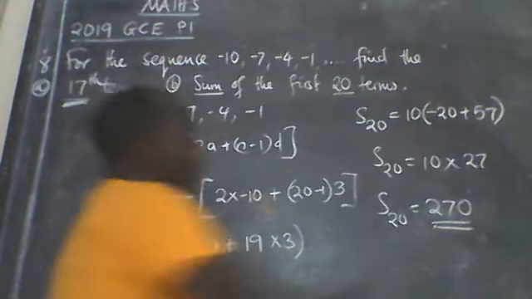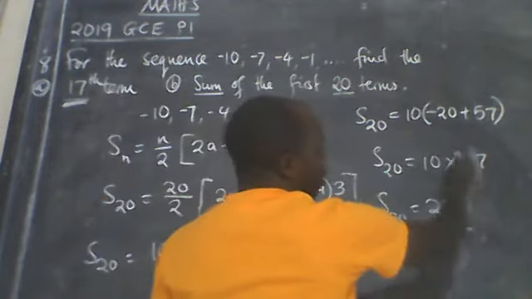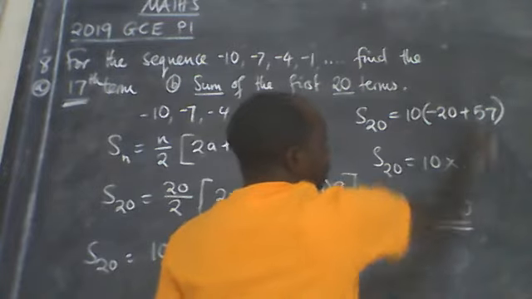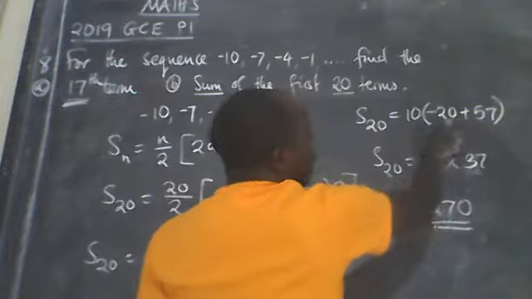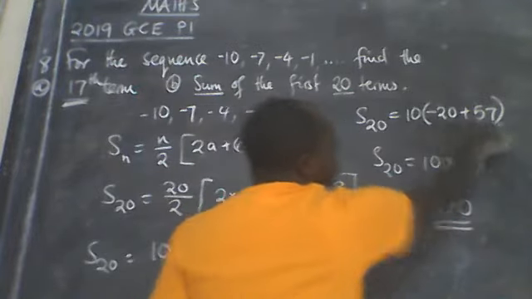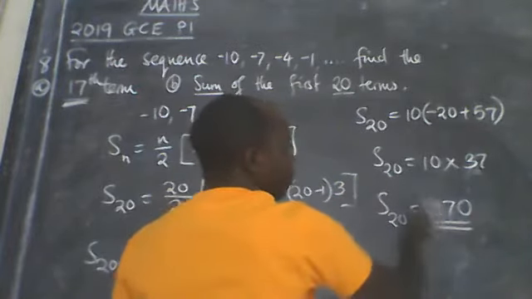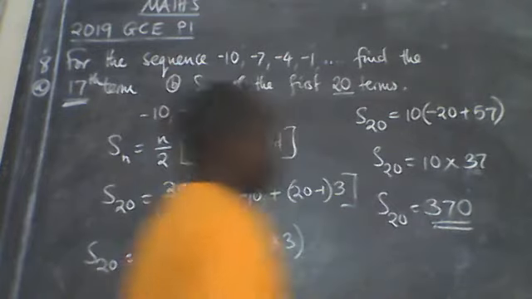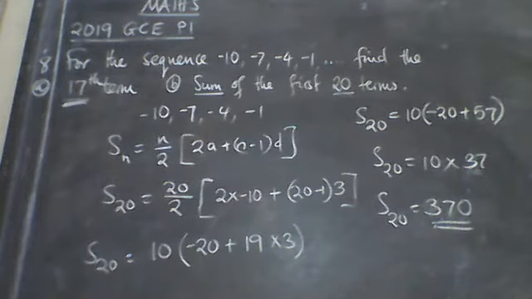Well, by the way, this here, the 27 will be 37 here, right? 57 take away 20. 57 take out 20 will be 37. So here we are expecting 370 there.